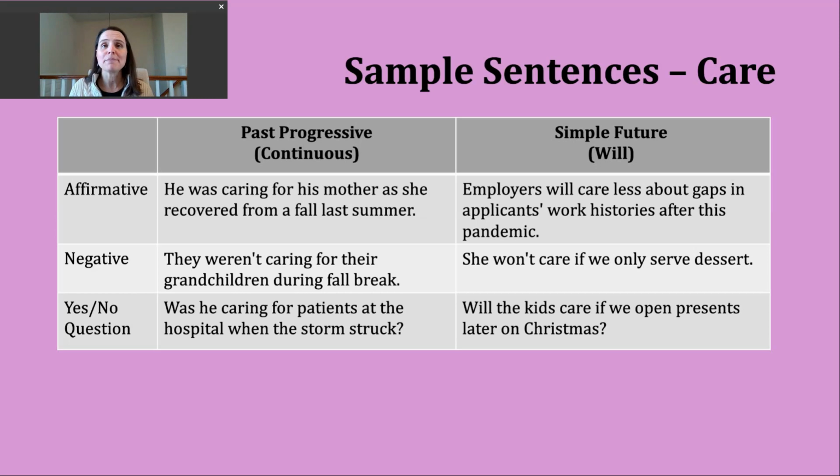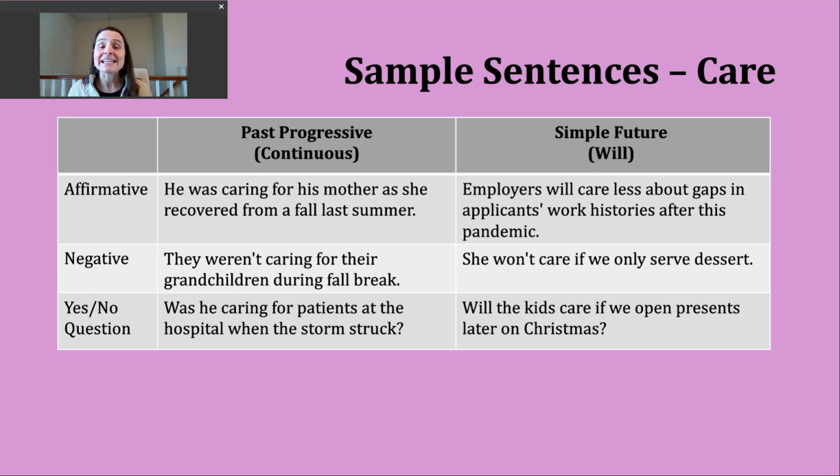An affirmative example might be: he was caring for his mother as she recovered from a fall last summer, right? So again, this might be that usage of being the caretaker. If you want to make a negative past progressive sentence, you're going to insert not between the past form of be and the ing form of the verb. An example of this: they weren't caring for their grandchildren during fall break. Again, this might be like caretaker, here watching children maybe while their parents were away.